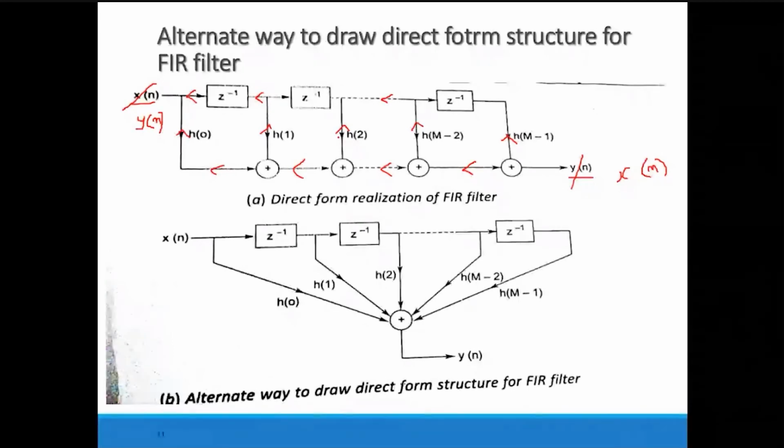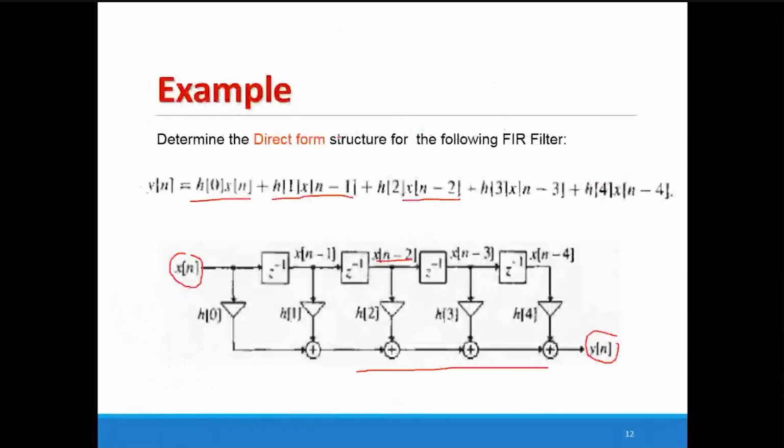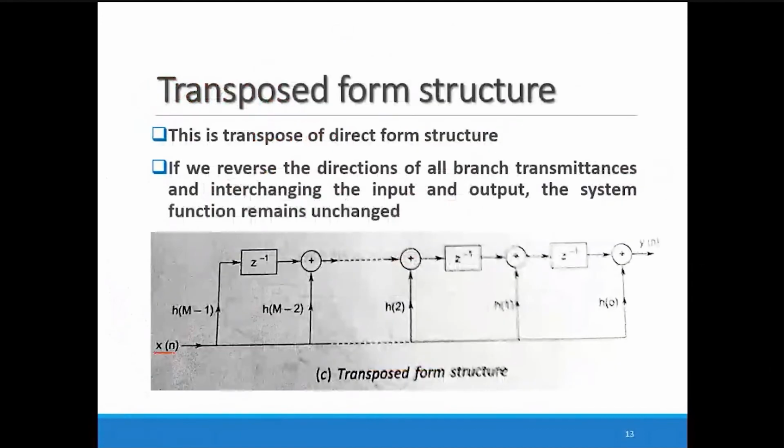Okay, so let me show you that structure. Here you are getting this structure, with x of n as an input. Here x of n is first multiplied with h0, then added, and x of n multiplied with h1 is then delayed and added. Here x of n is multiplied with h2, and then multiplied with z inverse to apply more delay, and added. So you are getting y of n finally over here. This is nothing but the transpose form structure.